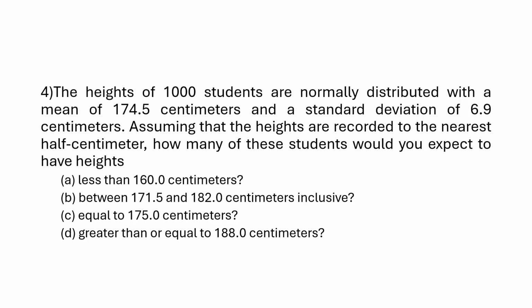Okay, so let us start. The heights of 1000 students are given to be normally distributed with a mean of 174.5 centimeters and a standard deviation of 6.9 centimeters. Assuming that the heights are recorded to the nearest half centimeter, how many of the students will you expect to have heights less than 160 centimeters, between 171 to 182, equal to 175 centimeters, or greater than or equal to 188.0 centimeters? Okay, so let us start with solving this.